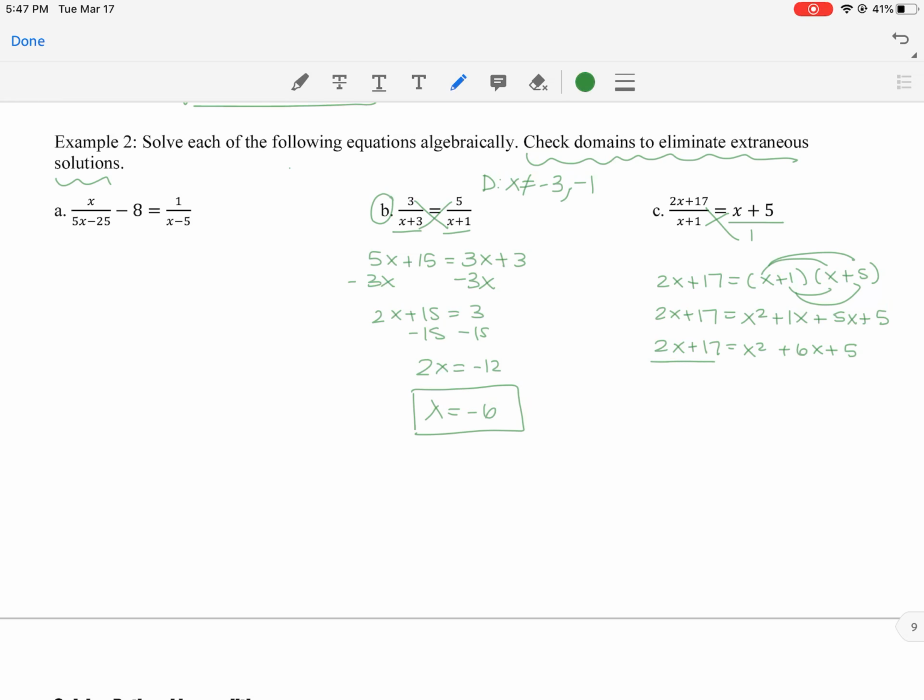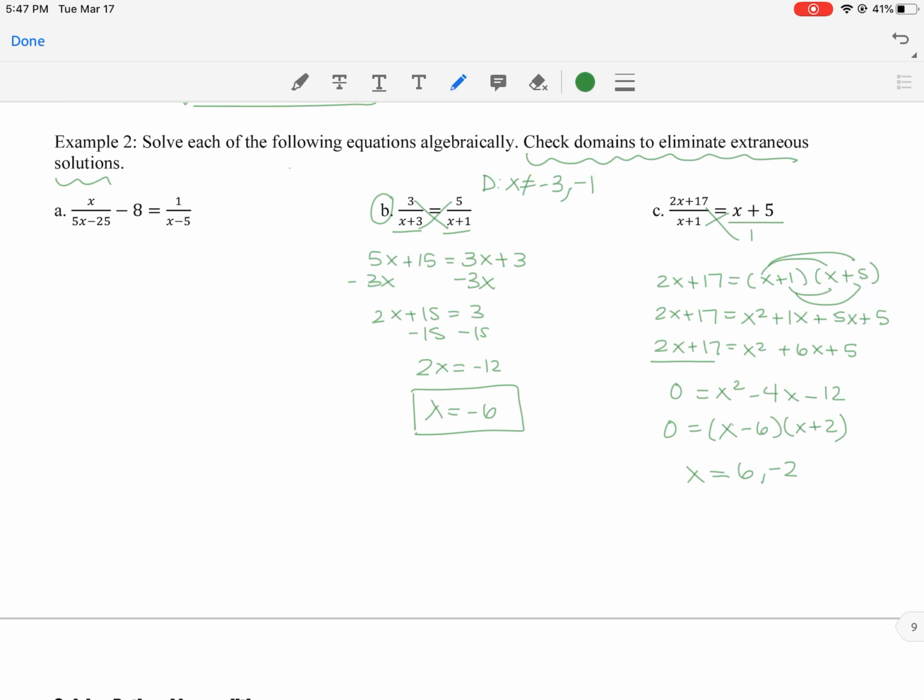And then think about moving these things over to the right side, such as equal to 0. So 6x minus 2x is 4x. Subtract the 17 from the 5, we'll get minus 12. So then we're saying, hey, what multiplies to negative 12 and adds to 4? We got negative 2 and a positive 6. So x could equal 6 or negative 2.